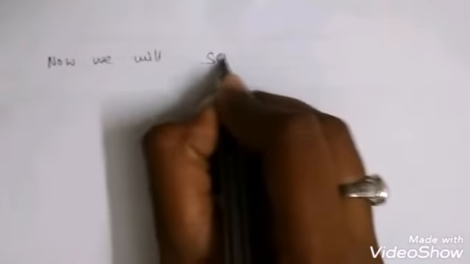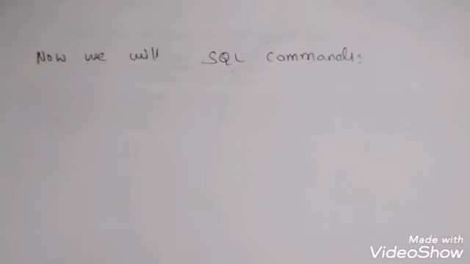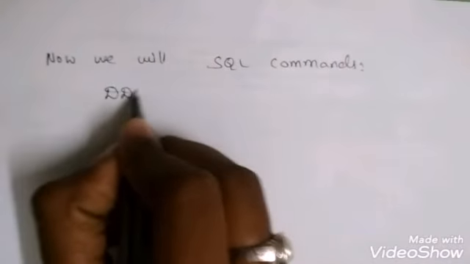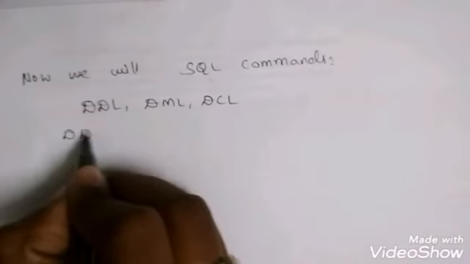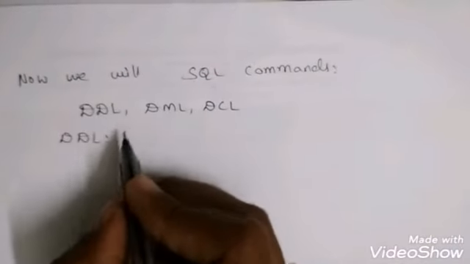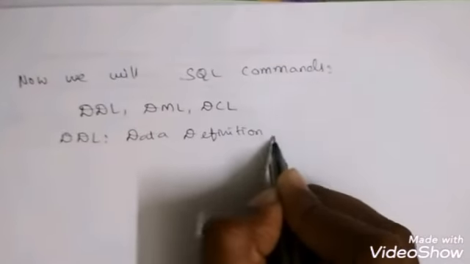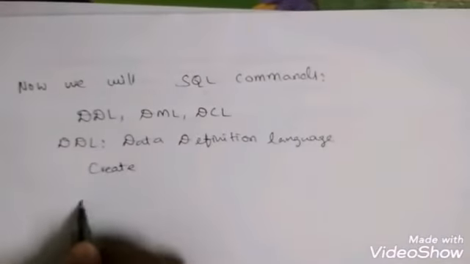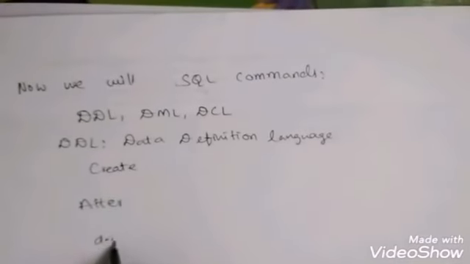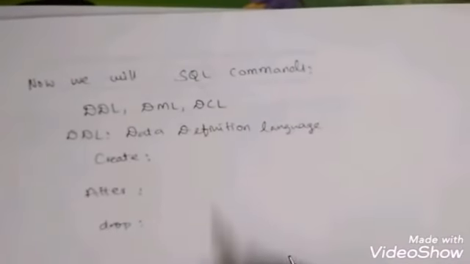Now we will move on to SQL commands. In order to write an SQL query, we need some commands. They are classified into DDL, DML and DCL. First of all, we'll look into DDL. DDL means data definition language. In this we have create, alter, drop. There are many more, but these are the most important commands.